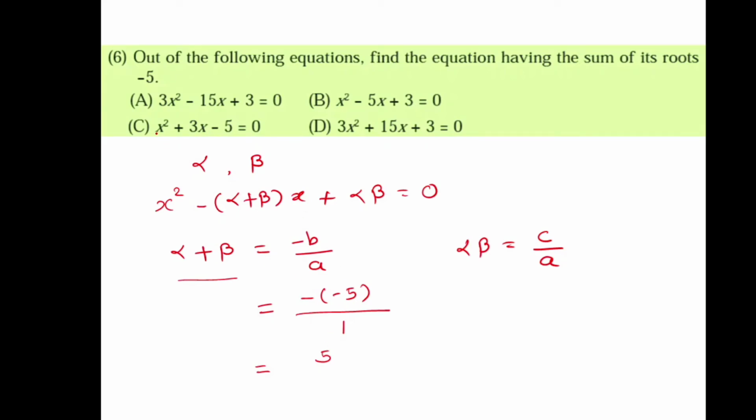Now let's check for the third equation. For the third equation the value of b is 3, so we should have minus b, that is minus 3, divided by the value of a, that is the coefficient of x square, which is 1. So minus 3 by 1, that's minus 3, but we want here the value minus 5. So the third equation is also not our answer.